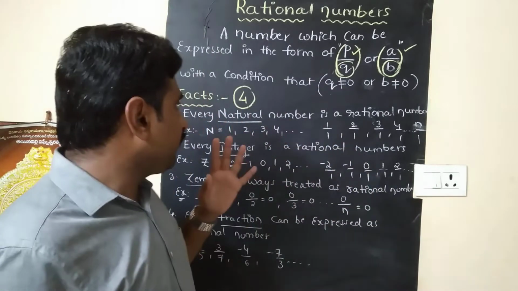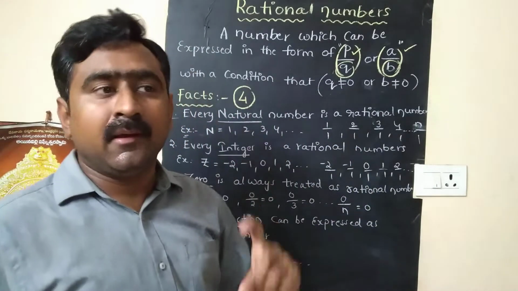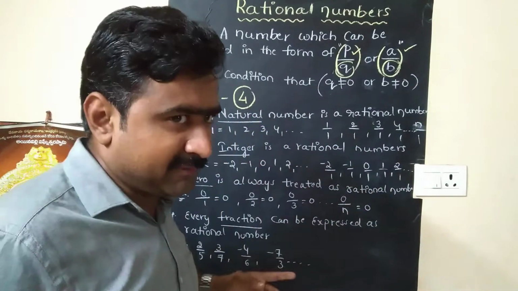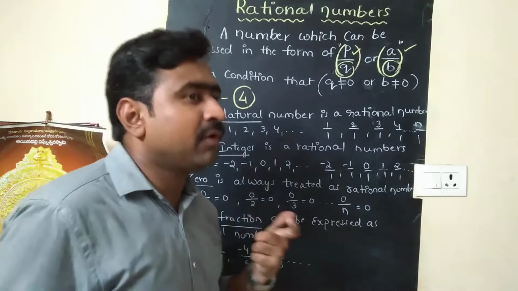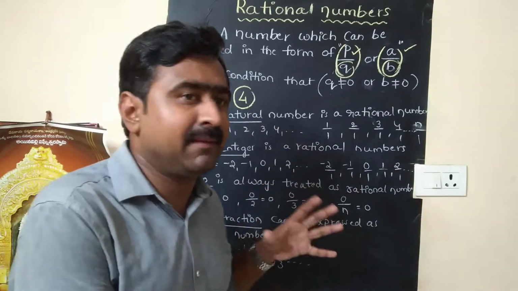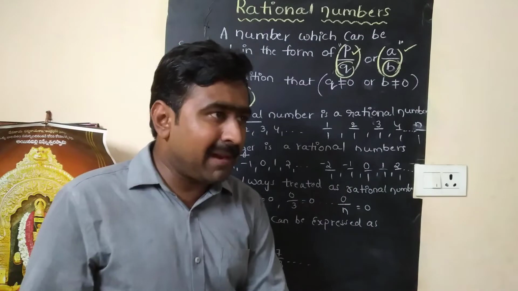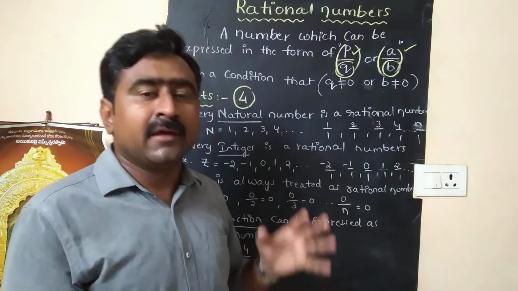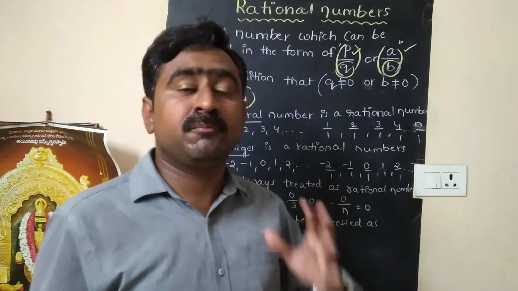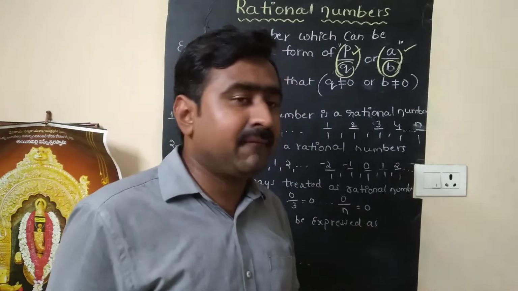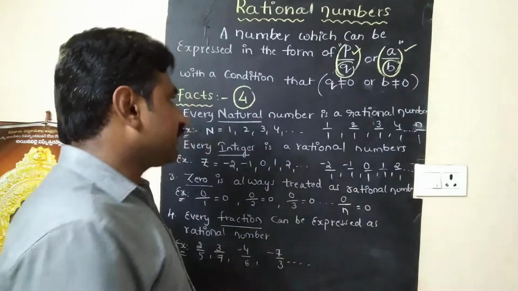Okay, and next we are going to discuss the facts that are related to rational numbers. So what are the 4 important facts we have to remember? These facts are very important at the time of fill in the blanks or multiple choice questions. Okay, so please do remember them safely and carefully. Let us discuss some important facts.